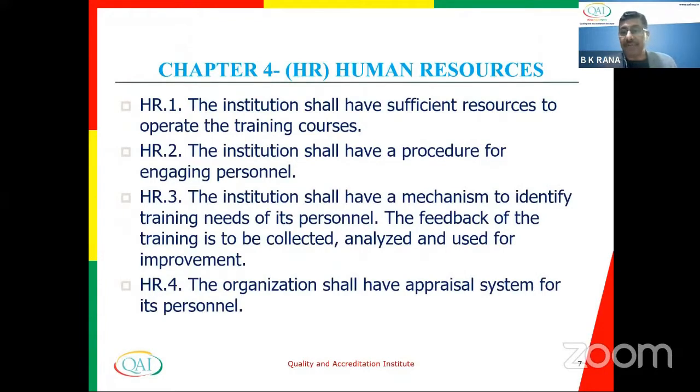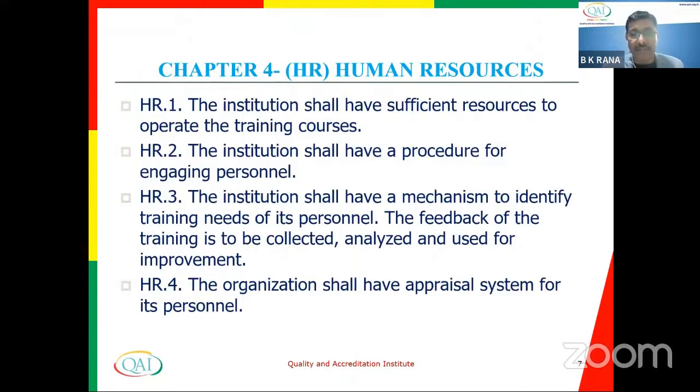Chapter 4 is about human resources, the personnel, the people working in the organization or working for the organization. The institution shall have sufficient resources to operate the training courses. So you really need all those resources which are required to provide the specific training program which you are offering. The institution shall have a procedure for engaging personnel. So how you engage people to work in your organization. So they may be regular, as I mentioned earlier, maybe part-time, maybe contractual. Any type of arrangements, it's up to you how you engage with them, but you should have a procedure for that.